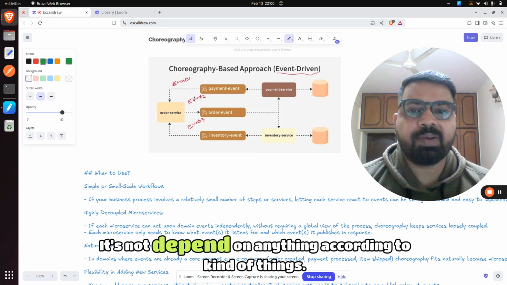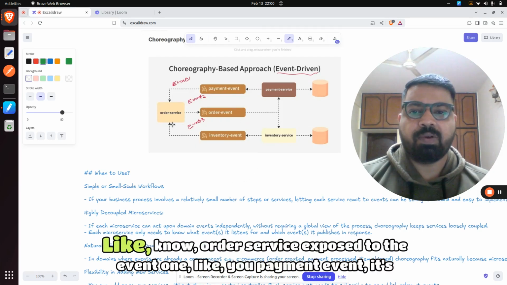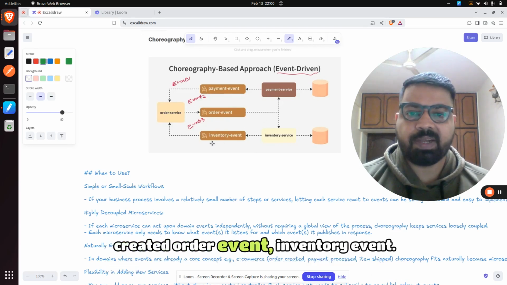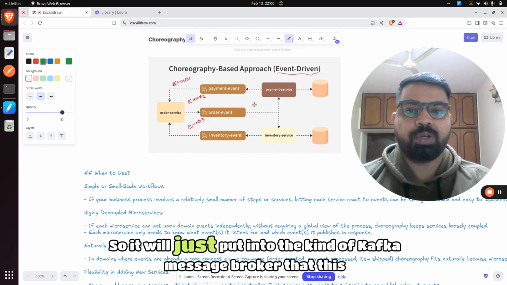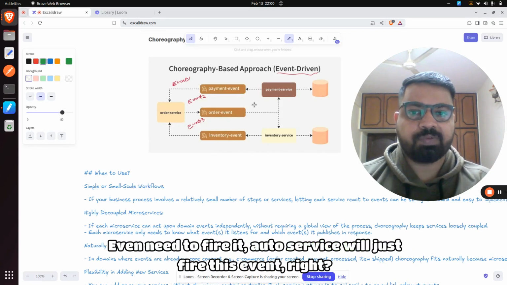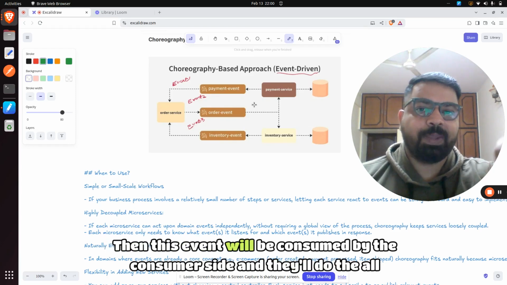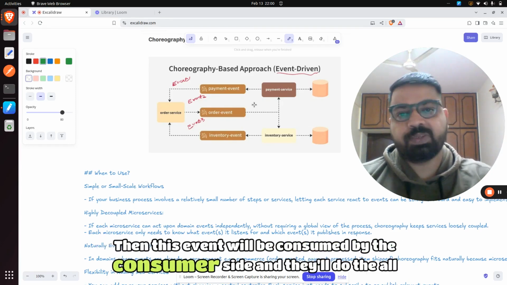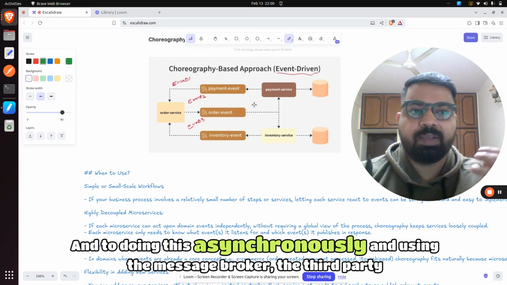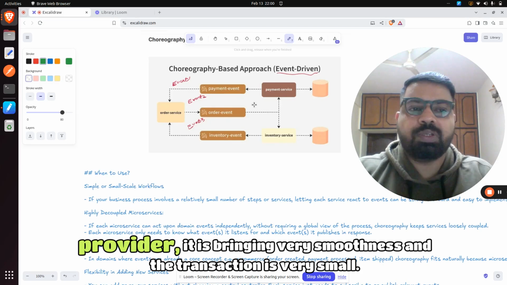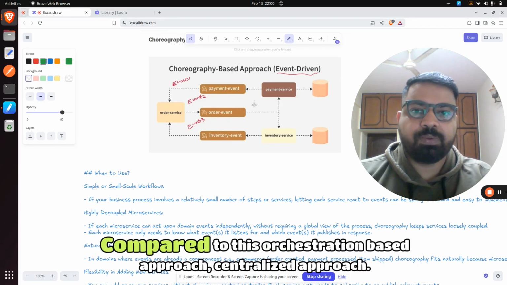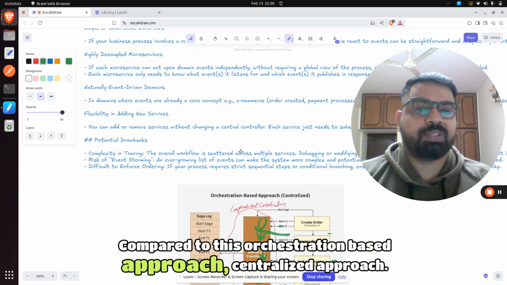And it's highly decoupled microservices. Why? It doesn't depend on anything, like a coordinator. Order service exposes events, like the payment event, the create order event, the inventory event. It will just put them into a Kafka message broker, saying this event needs to fire. Order service will just fire this event, right? Then this event will be consumed by the consumer side and they'll do all the operations. Doing this asynchronously and using a message broker, a third-party provider, brings smoothness and the transaction is very smooth, compared to this orchestration-based, centralized approach.